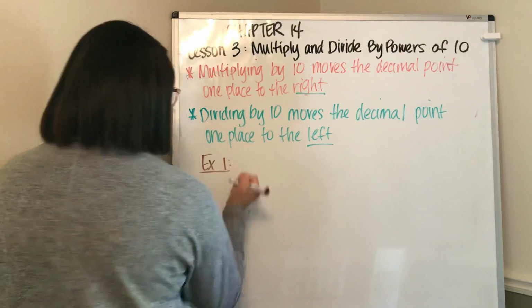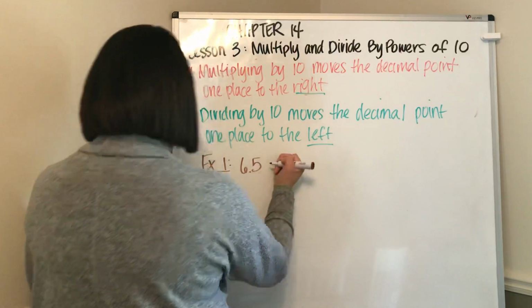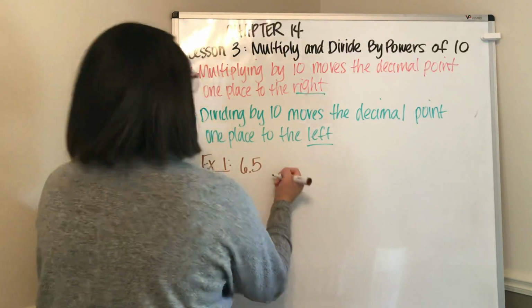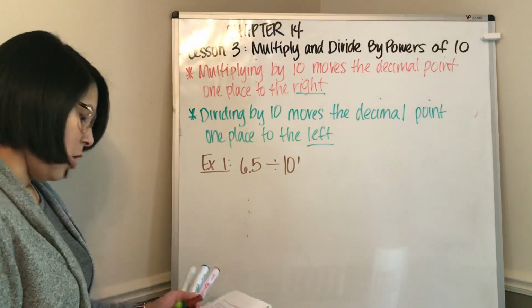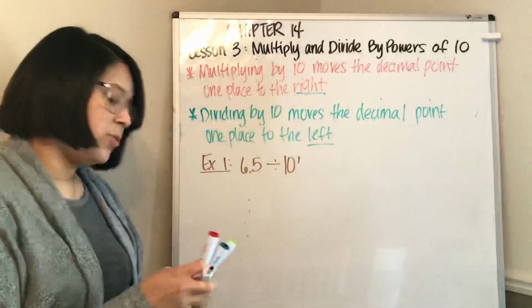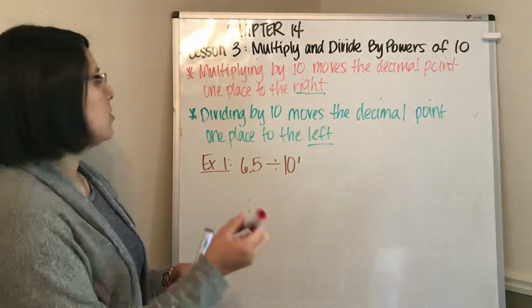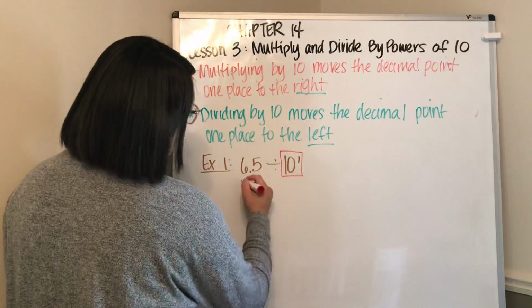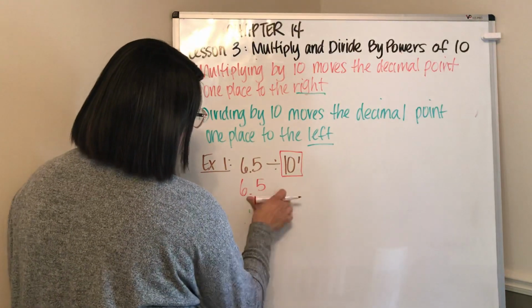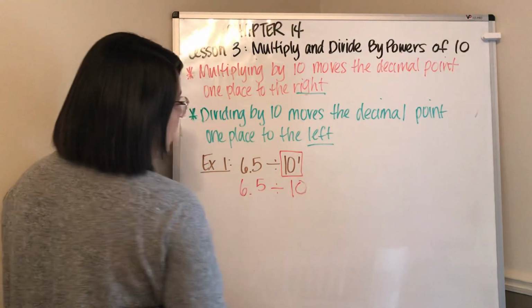Okay, example number 1. We have 6.5 divided by 10 to the first power. Well, the first thing I need to do is figure out what is 10 to the first power. So I need to do this part first. What is 10 to the first power? So 6.5 divided by 10 to the first power is just 10.